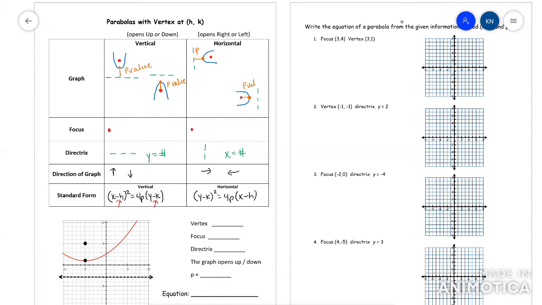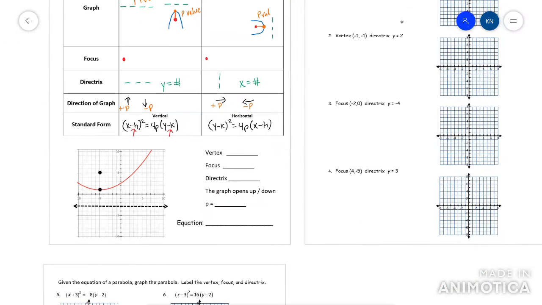And then one more thing you need to know: if the p-value is positive, that's when your graph opens to the right. If it's negative, that's when your graph opens to the left. And if you're talking about verticals, when it opens up, that's a positive p-value. When it opens down, that's a negative p-value. You'll see what I mean, but you need to know that information.